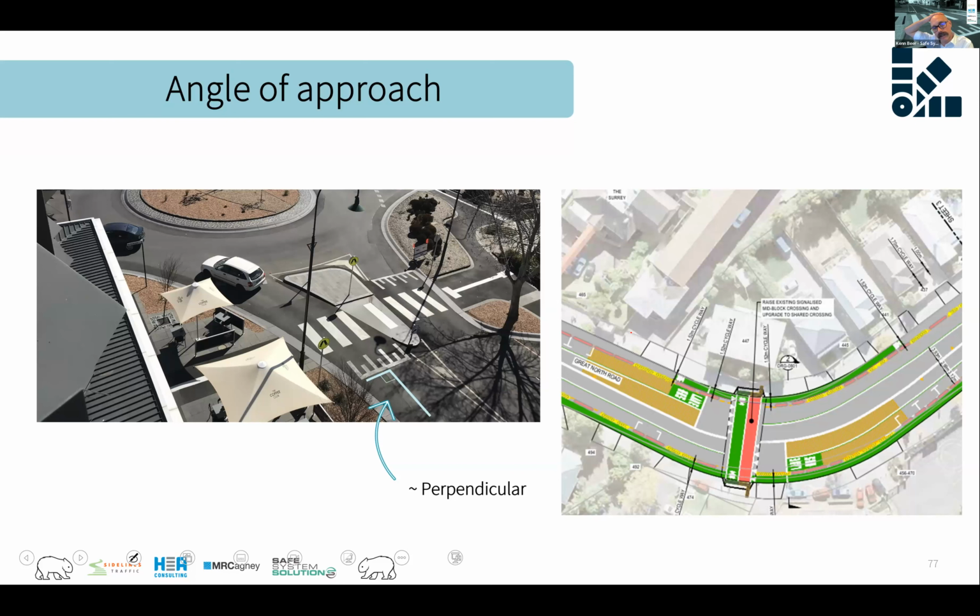Another little design thing, and it's really a design thing for anything raised on our network, is to try to ensure that it's perpendicular to the travel of a vehicle. This is just to minimize destabilization, especially for larger vehicles and motorcyclists as they navigate over the raised surface. So you can see the perpendicular there. That's nice. We want to create that. In this design, you can see they're trying to raise a signalized crossing, and I'm all up for that. Pedestrian operated signal, raising those. That's a really nice safe system aligned treatment.